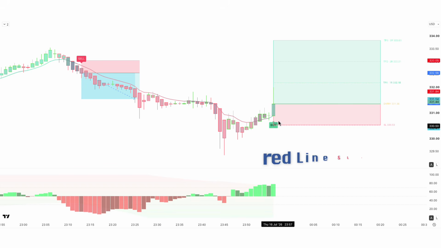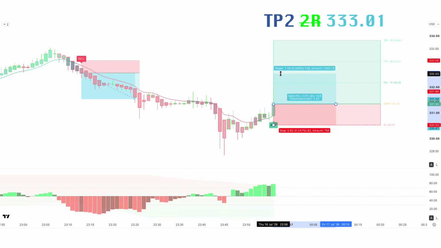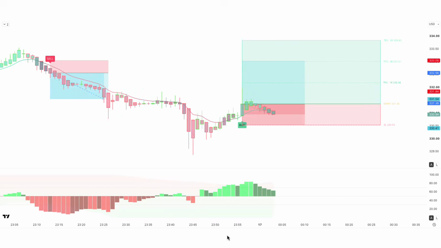331.36. Our stop loss is to be placed at the red line SL 330.61, and the risk to reward ratio will be TP2 2R 333.01. Let's see what happens to our trade.